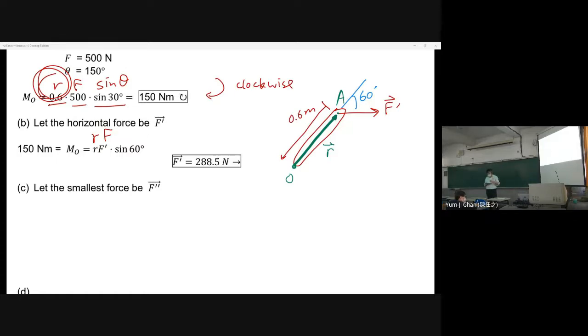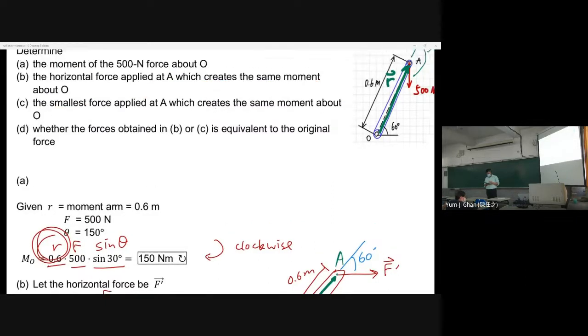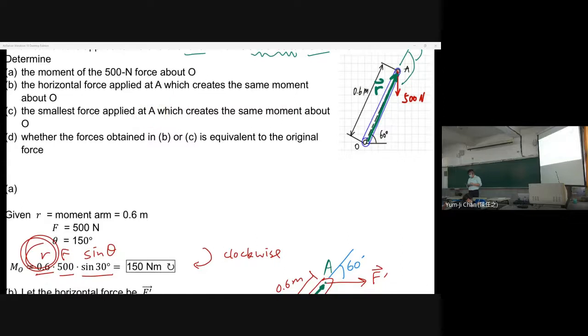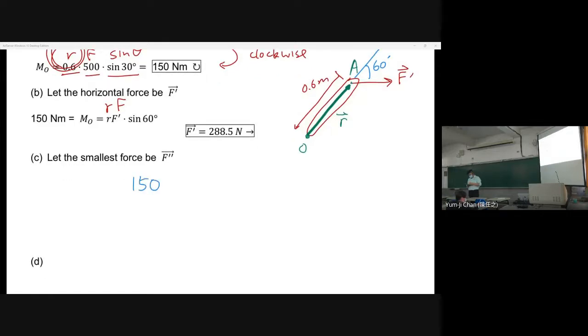So if you're okay, then we go to part C. What does part C ask for? The smallest force applied at A, which creates the same moment about O. If the force is applied at A, the moment arm R would be 0.6 meter, right? Because OA is 0.6 meter, so R would always be 0.6 meter. Then the smallest force is F double prime. So we have 150 Newton meter equal to 0.6, this is R, times F double prime sine theta.